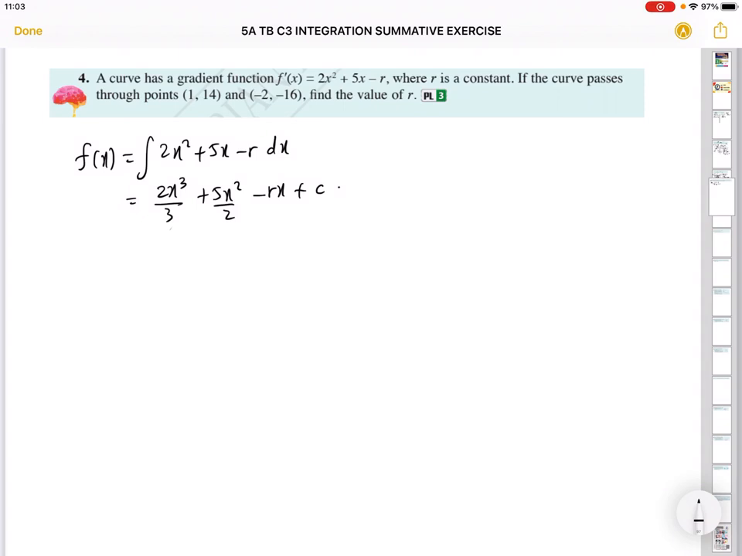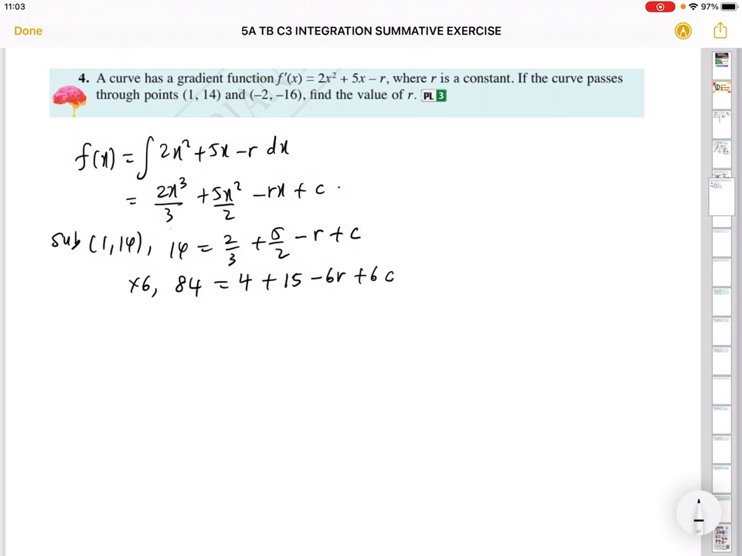So what we do is we sub the first coordinate 1 and 14, because f(x) is the same as your y. Your y value is now 14 when your x value is now 1. Okay, 1 power 3 is 1, 1 power 2 is still 1 when I substitute. r times 1 is just r. Now this number is a bit ugly. If you don't like to use fractions, we just multiply by 6. 14 times 6 is 84. 6 times 2 over 3 will be 4. 5 times 6 is 30, divided by 2 is 15, then minus 6r, plus 6c.